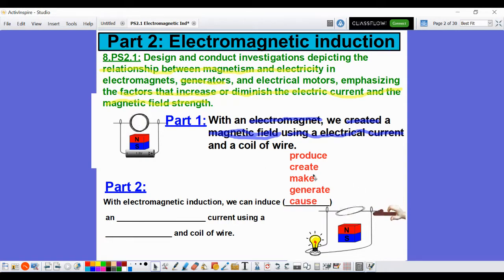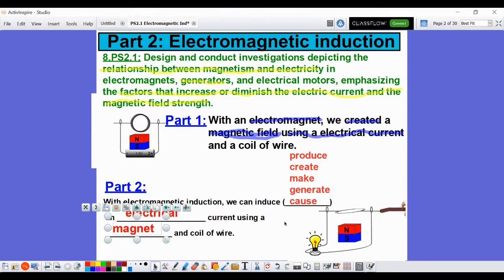There are lots and lots of different ways that it could be written on a quiz or on a test, and I want you to be familiar with what induce means. So with electromagnetic induction, we can induce an electrical current using a magnet and a coil of wire. So look, we don't have an electrical current here.